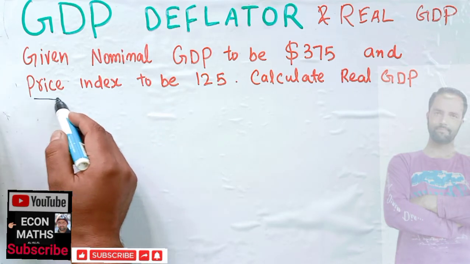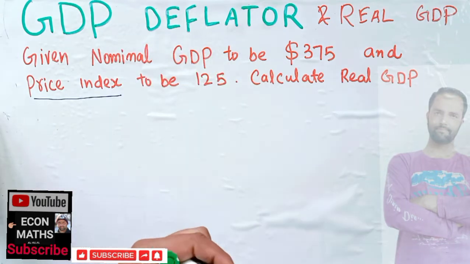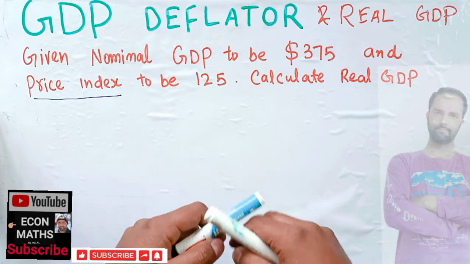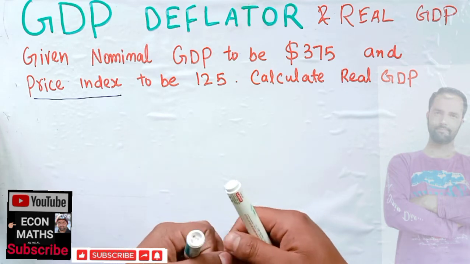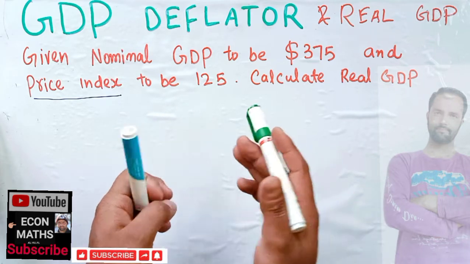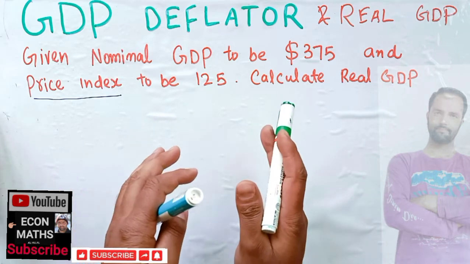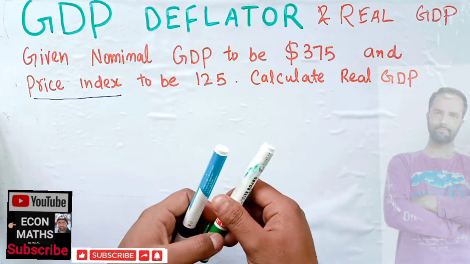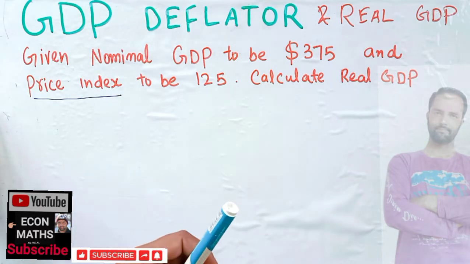And by price index, what we mean? The GDP deflator. We have to calculate real GDP. Okay, now by GDP deflator, what we mean? GDP deflator measures the change in prices for all the goods and services produced in an economy. Okay, and GDP deflator is given by the formula.